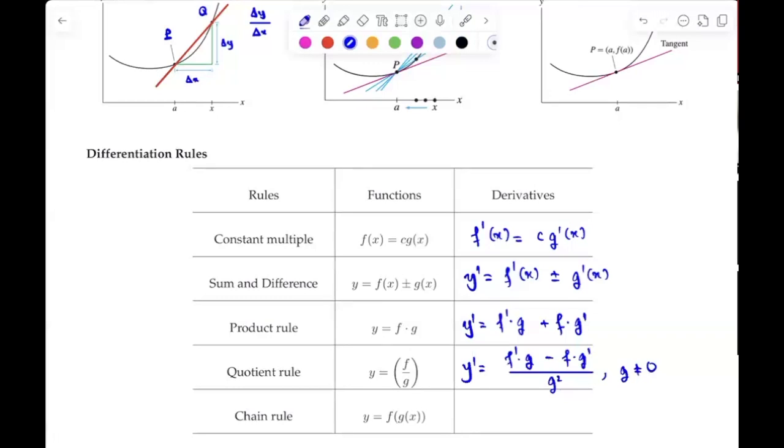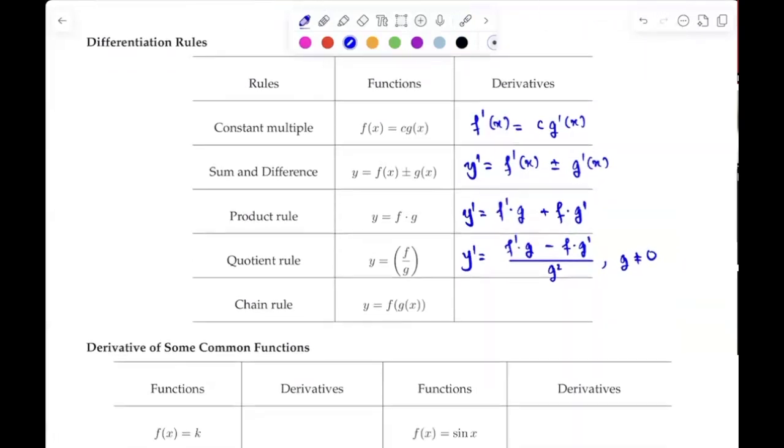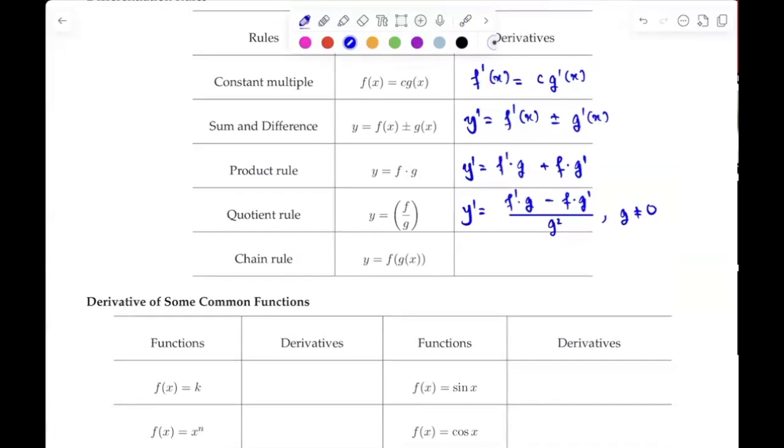Okay. Now for chain rule, this is going to be a derivative of a composite function. So g of x is the inside function, f is the outside function. When you find the derivative using chain rule, you have y prime equal to f prime of g of x times g prime of x. So the chain rule is equal to the product of the derivative of the outside function and the derivative of the inside function.